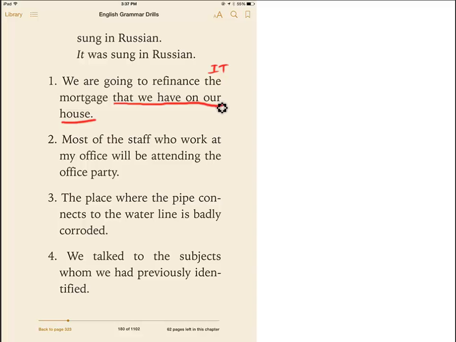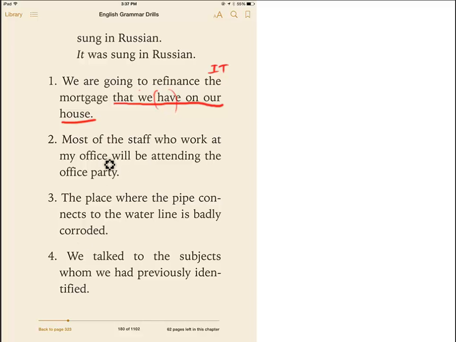On our house is the prepositional phrase, but that prepositional phrase is inside the clause that we have. We have is the verb. Okay, so you can see that it has a subject and the verb, and it also has a little preposition in there. So we would call that the adjectival clause. All right, let's do the next one.